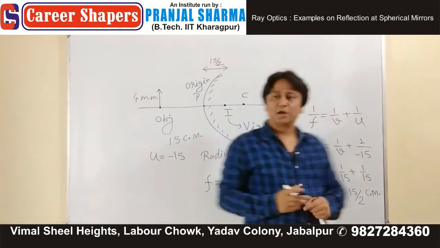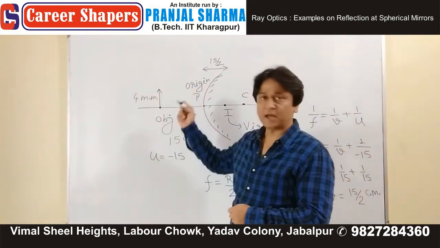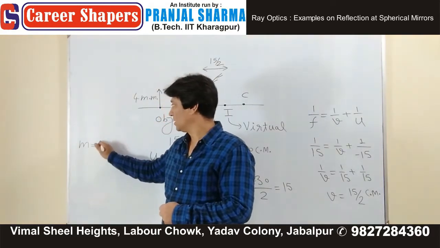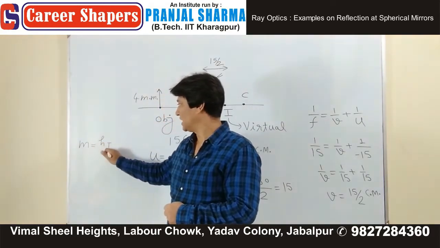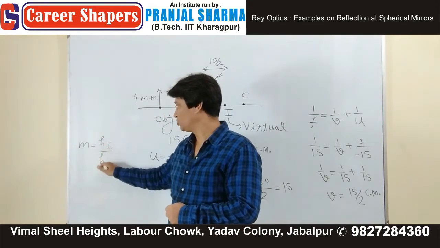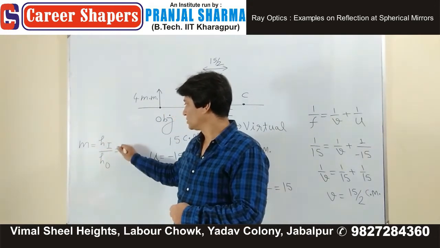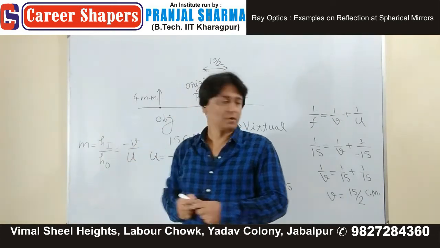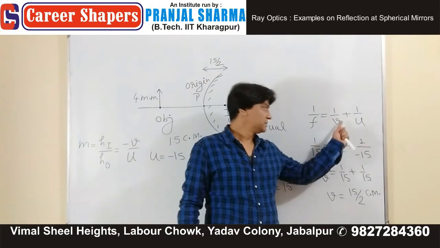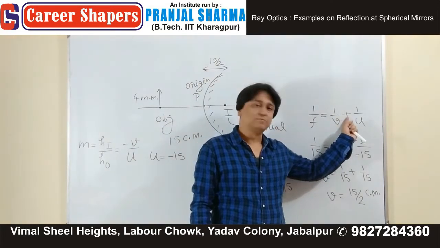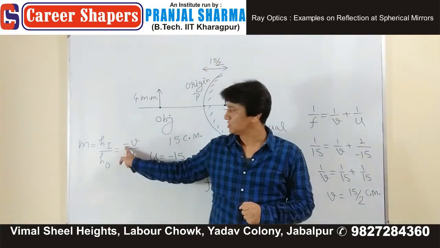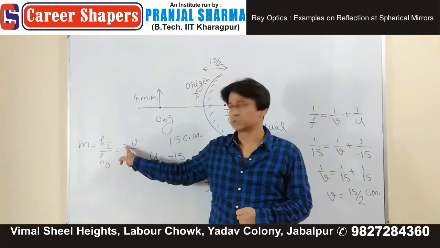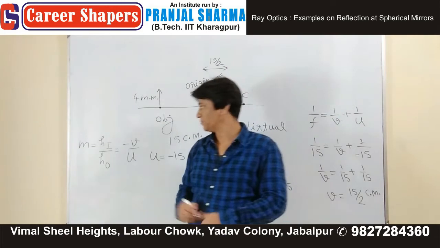The second thing I asked you is size. For size, we use the magnification formula. Magnification formula is HI upon HO, which is minus of V upon U. With lenses, this is minus and this is plus. In mirrors, this is plus, this is minus. Remember this.